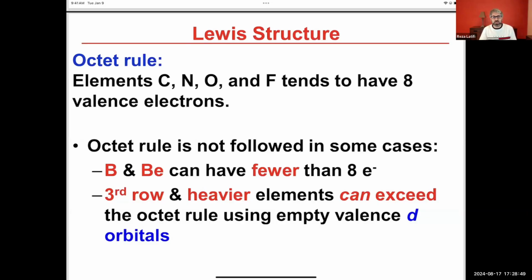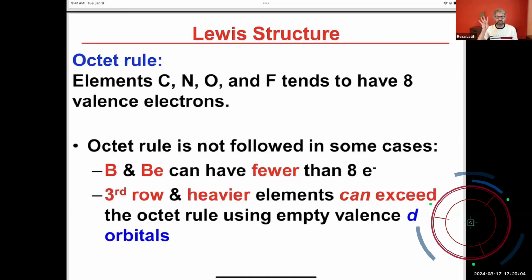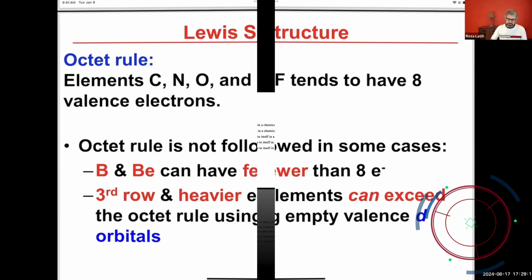Or if you have an element that has d orbitals, that element is capable of passing the octet rule. It doesn't mean that they have to follow the octet rule. No, they can go further and technically make more than 4 bonds. Anytime they make 5 or more, that means they pass the octet. Octet means 8.